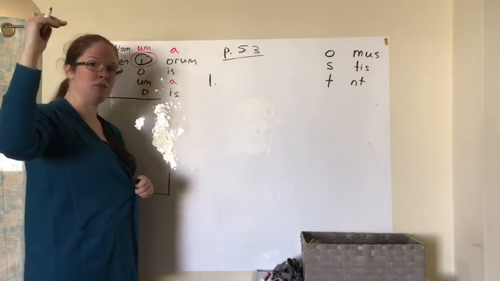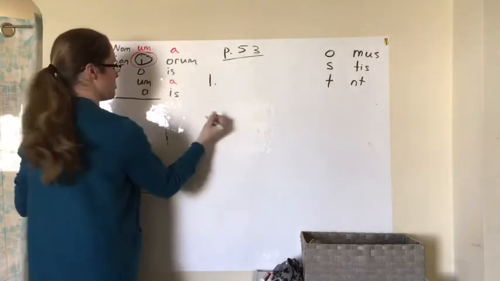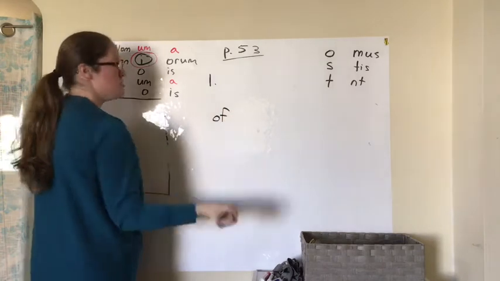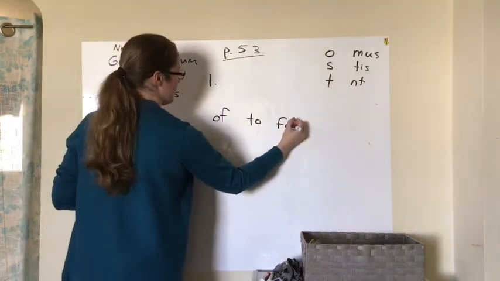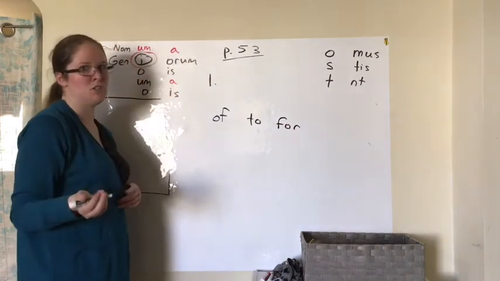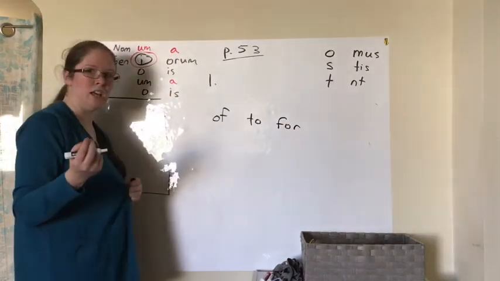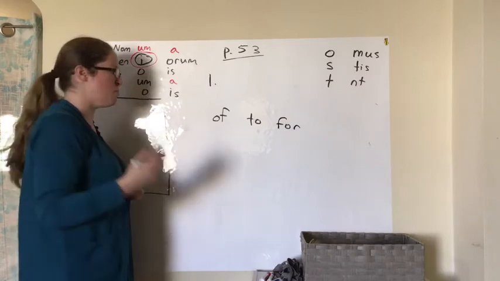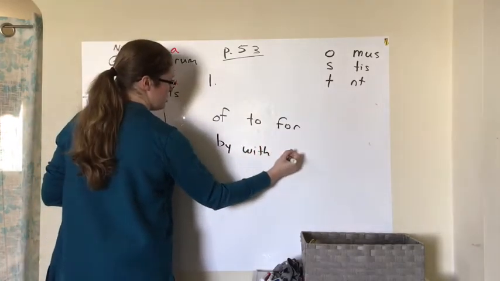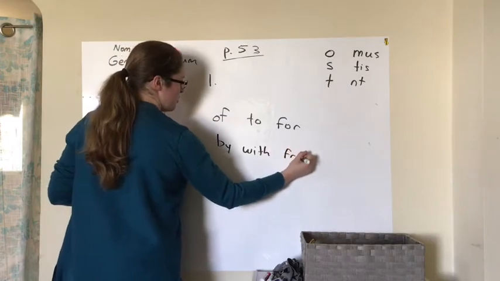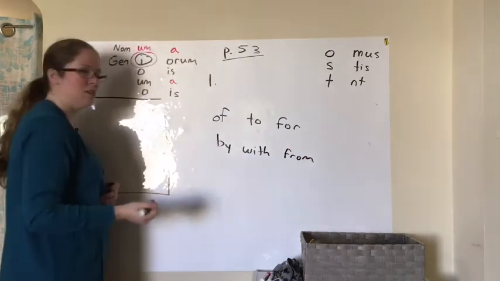donum is gift, doni is of the gift, so we have a little word like of. Dono is to or for the gift. Donum is just the gift. And then dono, the ablative, is by, with, or from the gift. What's the grammar term for these types of little words in English?